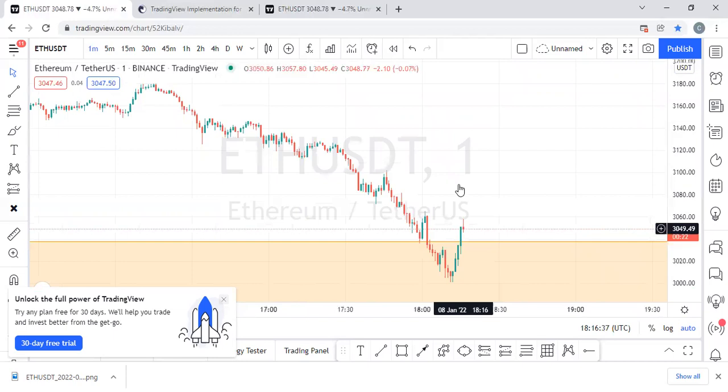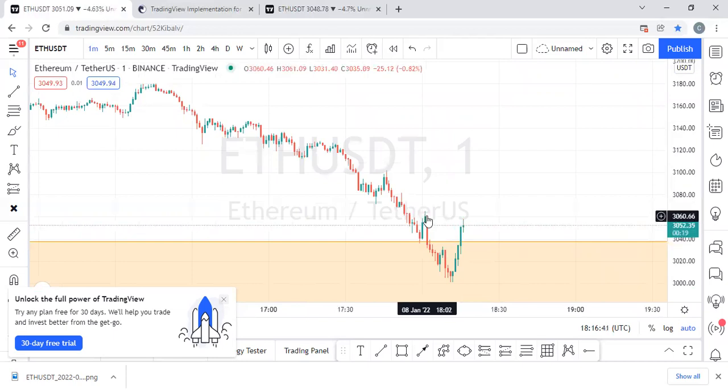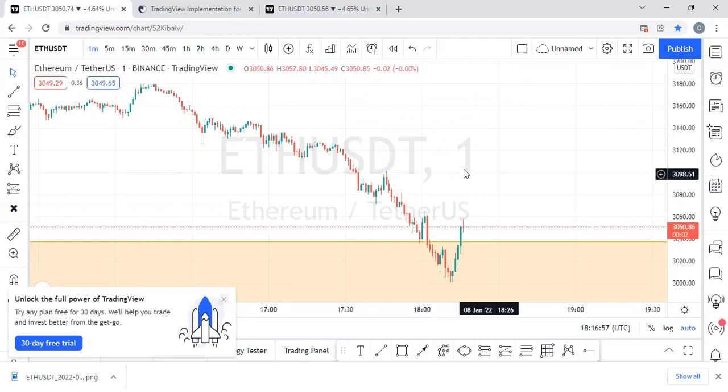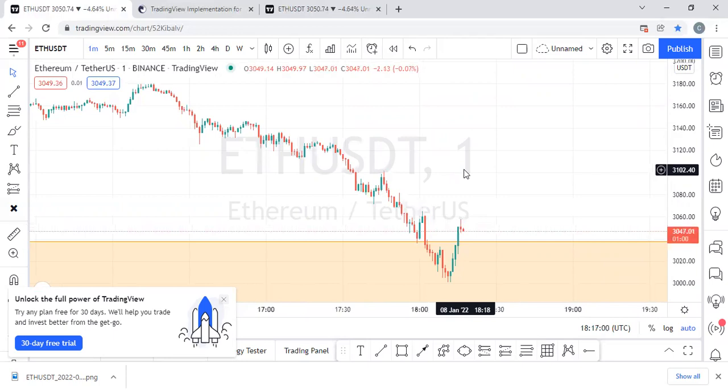So each candle here represents 1 minute. That means a few minutes ago, the price was at 3059. Then the next minute it dropped down to 3032, and it dropped to 3025. That is how the 1 minute time frame has been dropping. And this is the Ethereum chart. That means the current price of Ethereum is $3,046 or thereabouts.